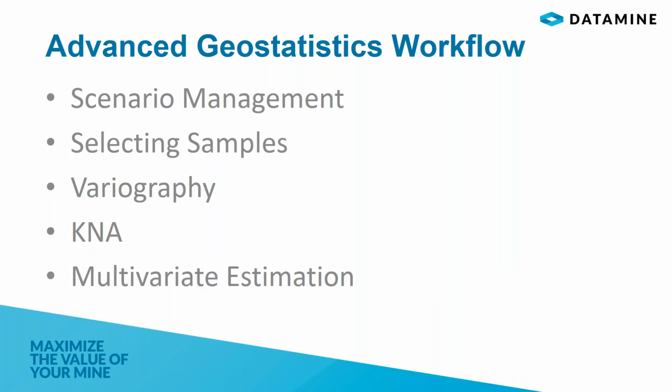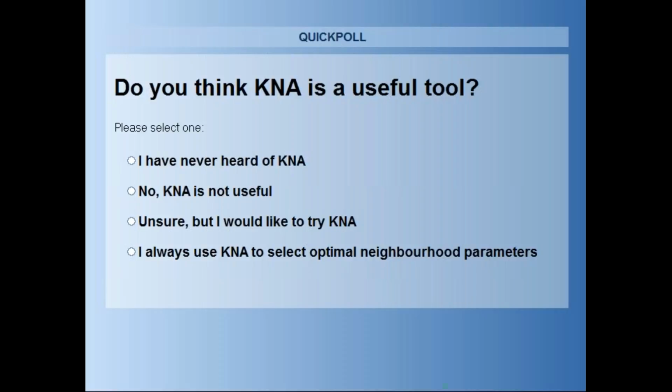The next step is KNA. KNA stands for Kriging Neighborhood Analysis. Sometimes it's referred to as QKNA, Quantitative Kriging Neighborhood Analysis. This is a particular technique where you are able to run a series of tests on your data so that you can make a choice about the optimal parameters that you want to use for kriging.